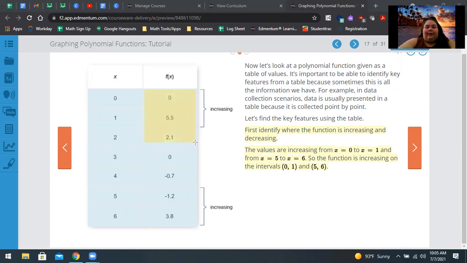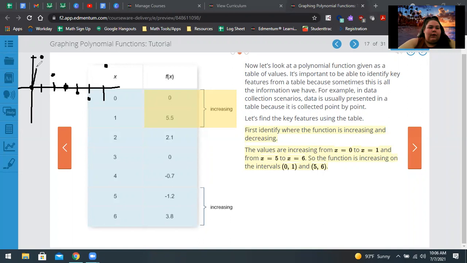But then 2.1. I'm going to stop right there. This is considered the increasing part. Now, 2.1 to 0, again, 5.5. The idea of what I'm trying to do is, I didn't want to draw it, but I am going to draw it. I'm more of a visual person than just looking at the table. I need to get some idea of what we're doing here. So I have this point at 0, 0, then it's 1. Let's just say 5.5 is up here. And then it's 2.1, so let's just say right here. Then it's 3, 0. Then we have 4, negative 0.7. 5, negative 1.2. And then it is 6, 3.8.